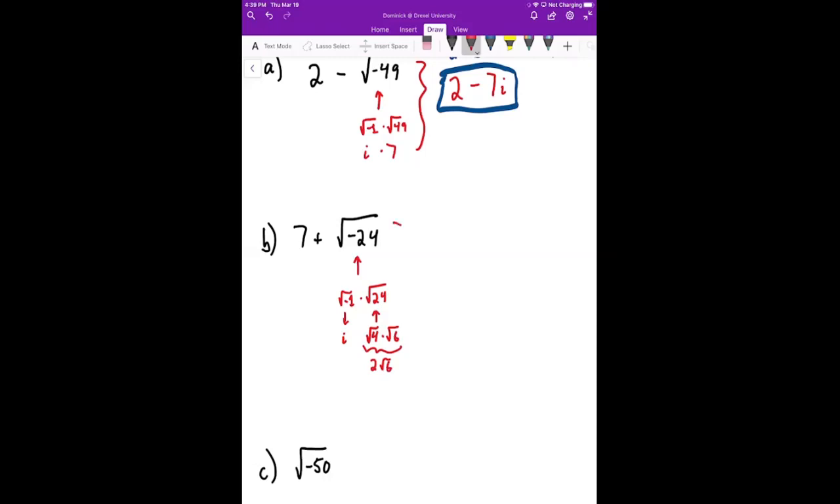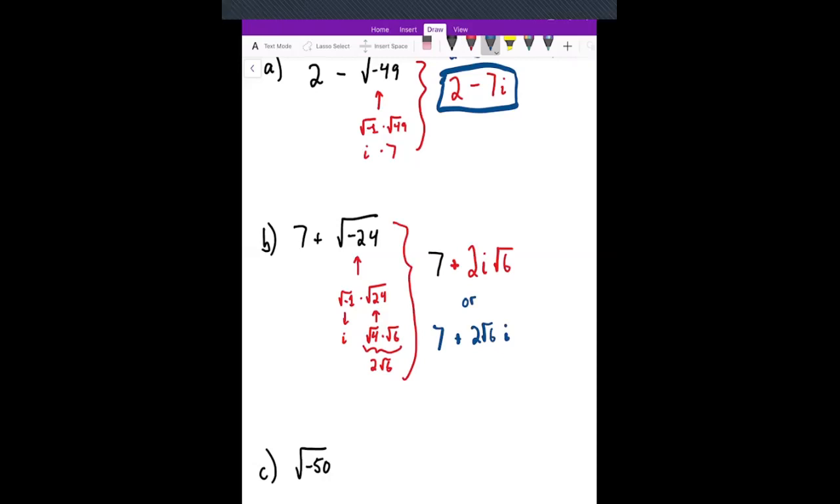Right? So now we can write this number. Again, the 7 we didn't do anything with. But now we can write this as plus, and now I just have to combine all of this stuff here. And probably the most common way to write this is 2i square root of 6, right? Now you can write it as 7 plus 2 square root of 6 i. But if you do write it that way, I would just make sure that you're careful to indicate that the i is not within the square root, right? So either one of these ways is fine.